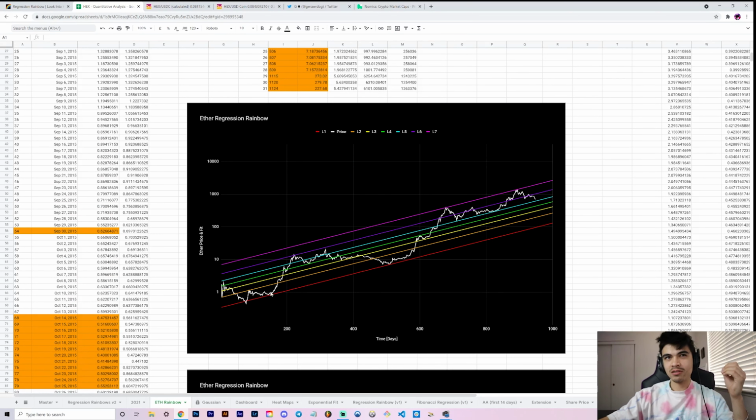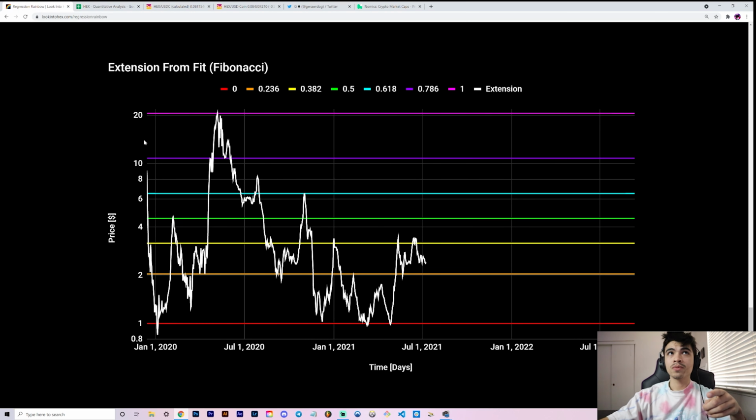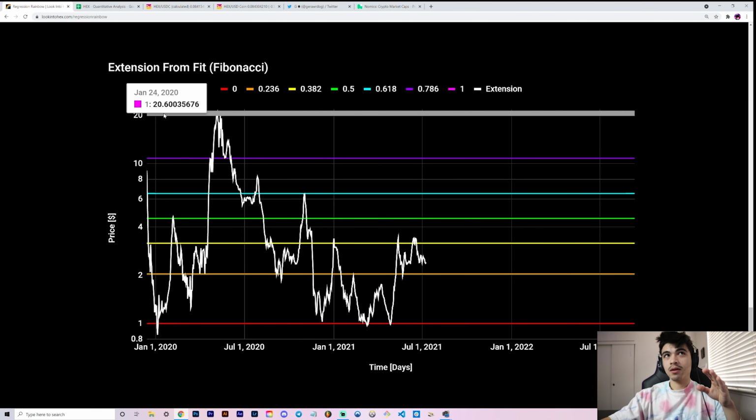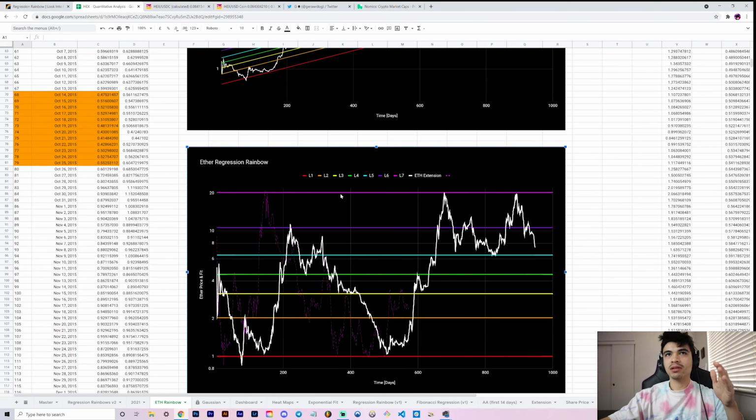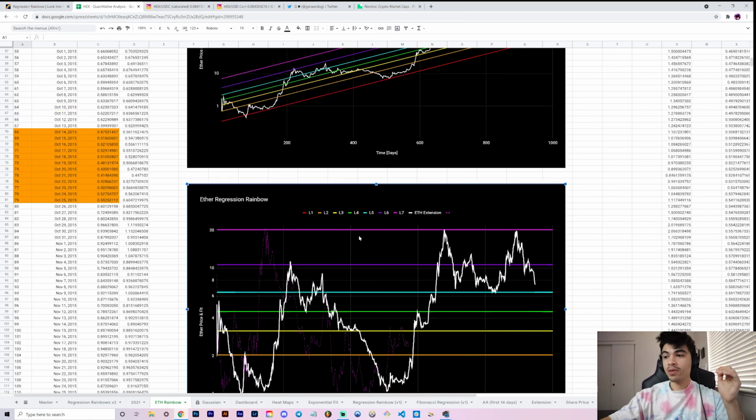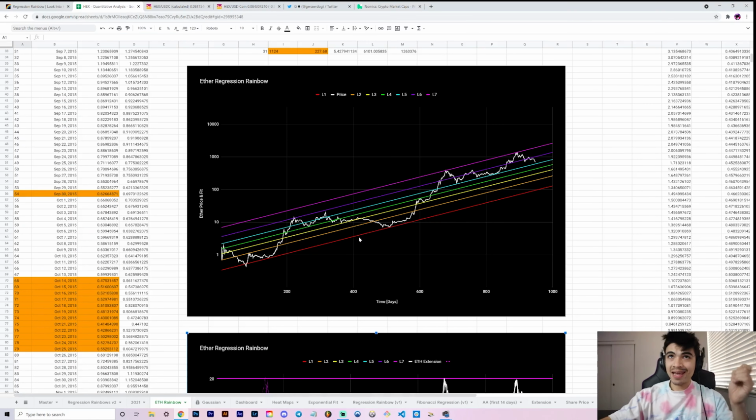And interestingly enough, the actual maximum extension from our fit on the Hex regression rainbow was 20.6, right? On the ether regression rainbow, interestingly enough, 20.3 or so. So ether reached the same extension from its exponential fit as Hex did from its exponential fit. So I think that's really interesting. Very, very interesting, the fact that they are so close, overextended from their exponential fits.